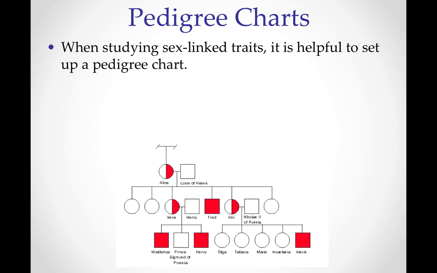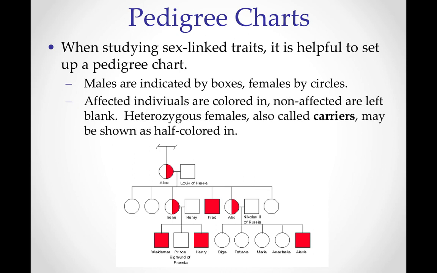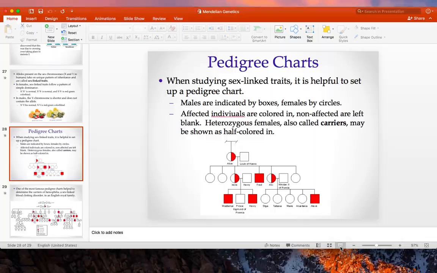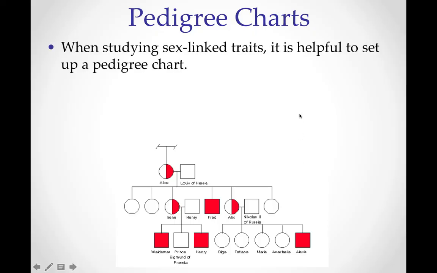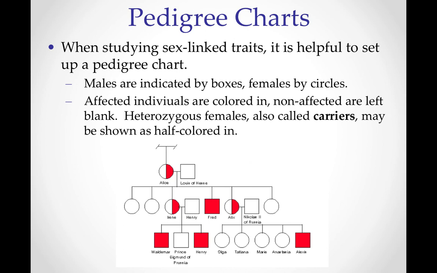So when studying sex-linked traits, it's helpful to look at pedigree charts. As I was saying before I stopped, when we study these sex-linked traits, it's a lot easier to set up a pedigree chart. Males are represented by boxes, females are represented by circles. Affected individuals are colored in, not affected individuals are left blank.